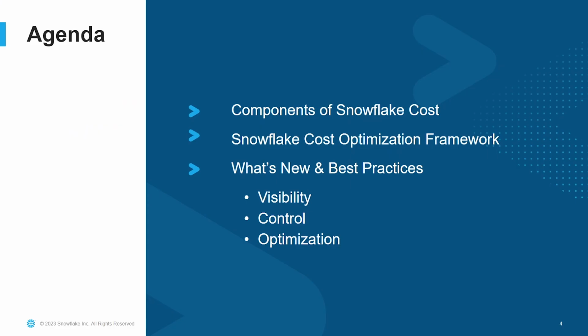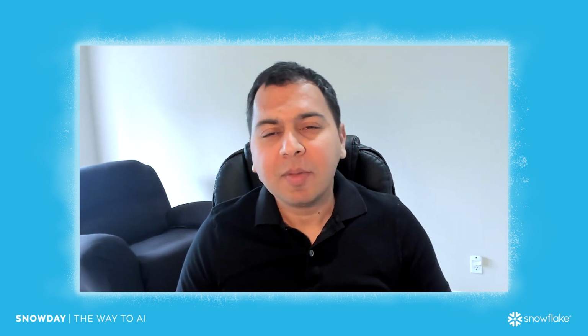We're both from Snowflake's product management team, and we'd like to go over what's new with cost optimization in Snowflake. For today's agenda, we have the following topics. We'll start off by going over an overview of Snowflake cost, including all of its constituent components. We'll then go over Snowflake's cost optimization framework and the three pillars around visibility, control, and optimization. And then we will close out by providing you with an overview, including lots of fun demos in terms of what's new, as well as best practices around these three pillars, namely visibility, control, and optimization.